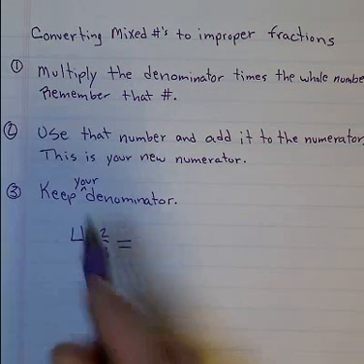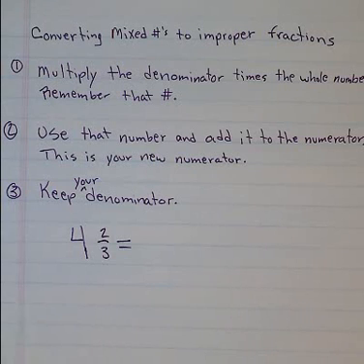Our rules are, steps would be multiply the denominator times the whole number. And we want to remember that number because we're going to use it in step 2 to add to our numerator. And that's going to give us our new numerator. And we always keep our denominator. So to kind of show you what that looks like, it's going to look like this.